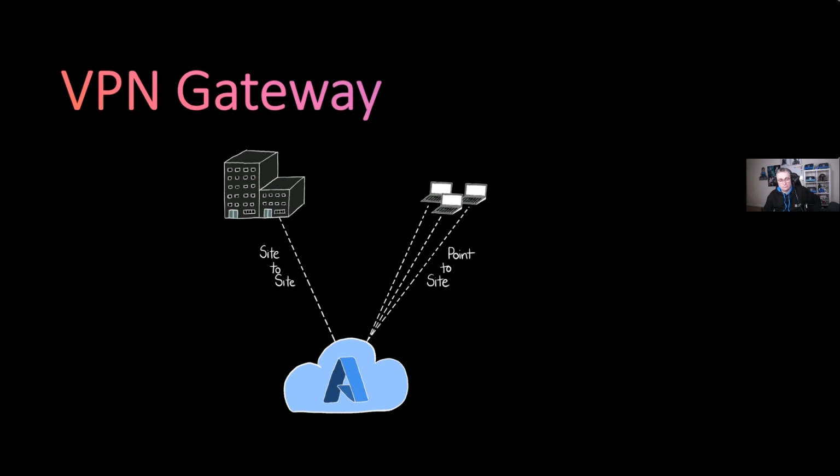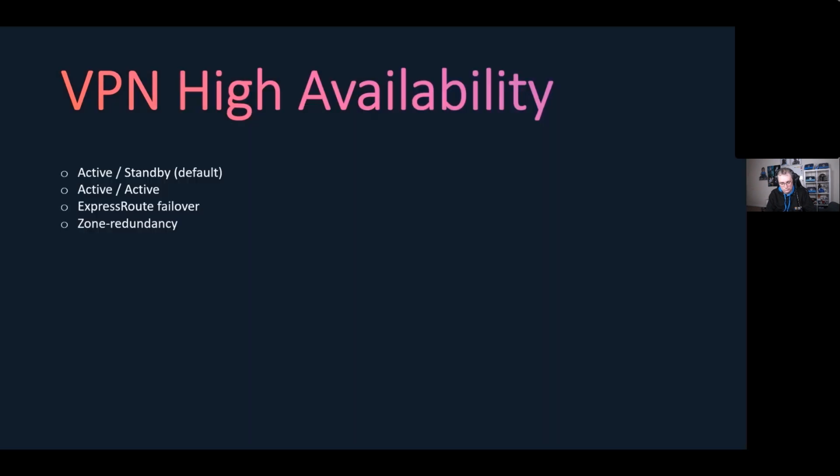So with VPN gateways, because it is a tunnel across the internet, it does become a single point of failure to some degree, because if it goes down, then your branch office or your users can't connect directly to Azure. So there are various different ways to make the VPN highly available, so a bit more resilient to a single outage.